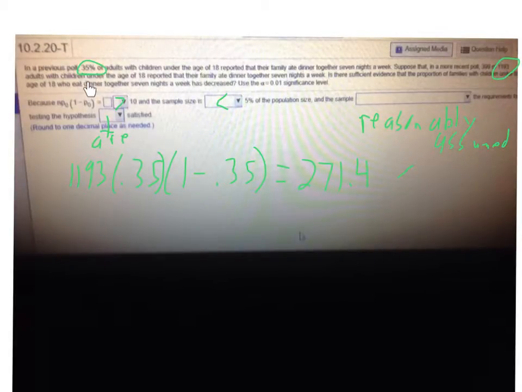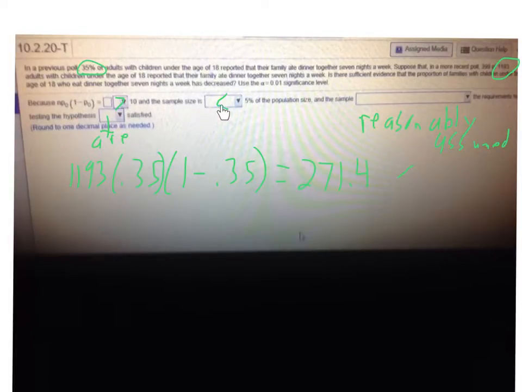p sub 0 is 0.35. And then 1 minus p sub 0. So I put that in the calculator, and it's 271.4, rounded to the nearest tenth, and so that's the number that would go here, and that is greater than 10. So that first condition is met.